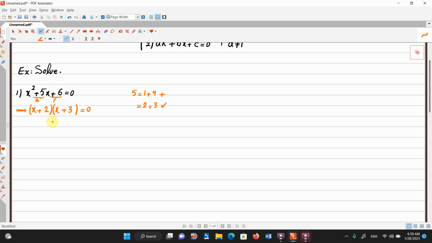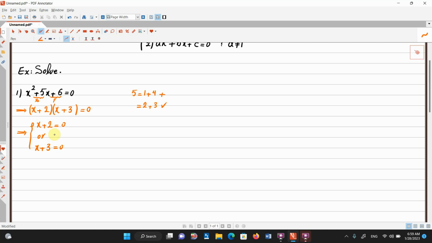Now, as you see, the product of two factors has become equal to 0. Therefore, you can say, according to the zero product property, the first factor is equal to 0, or the second factor is equal to 0.